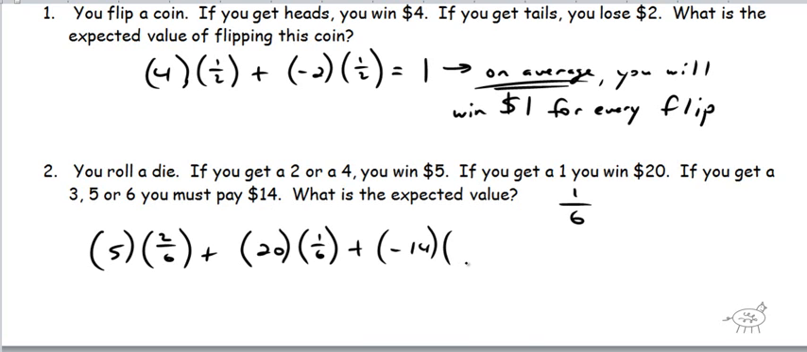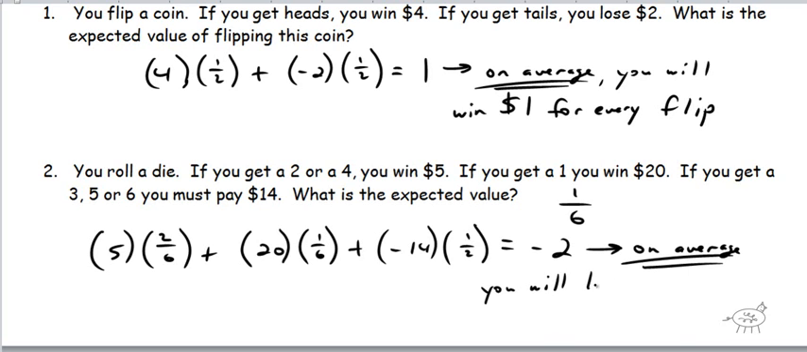Okay, and then I lose, so I must pay $14. So it's negative 14, and a 3, 4, or 3, 5, or 6. It's 3 out of 6, or 1/2 of those rolls, right? And if I multiply all that out and add it, I get negative 2. So again, the words on average, so very important, on average, you will lose $2 for every roll.